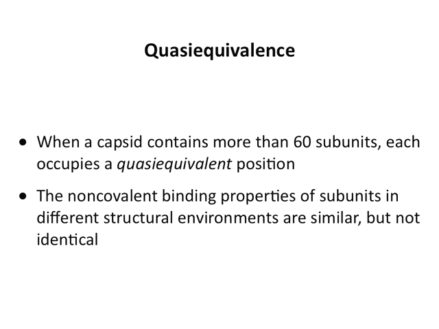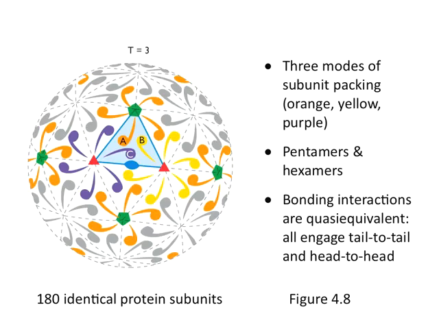When you put more than 60 proteins in a particle, each subunit or each protein occupies a quasi-equivalent position. What that means is that the non-covalent binding properties, they're always non-covalent, of subunits in different structural environments are similar but not identical. So only in the T=1, 60 case are the interactions all identical. Anything bigger, they're not. So this is an example of a T=3.